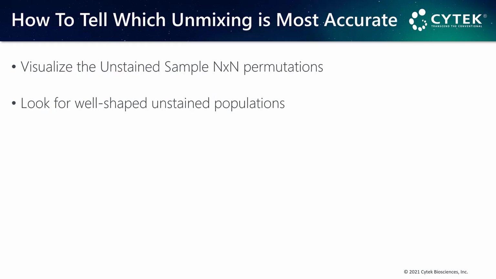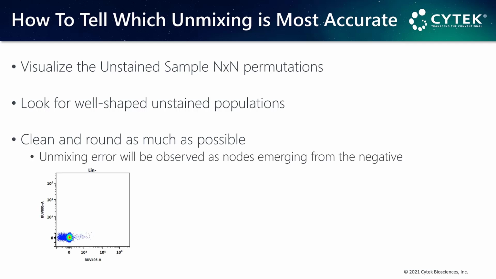When we are assessing our unmixing, how do we tell which unmixing is most accurate? The easiest way for us to assess our unmixing results is by looking at our unstained cells and observing the n/n permutations of all the fluors in the assay. When we're doing this, we are looking for well-shaped populations that are clean and round as much as possible. And unmixing error is going to be observed as nodes that are going to emerge from the negative of that population.